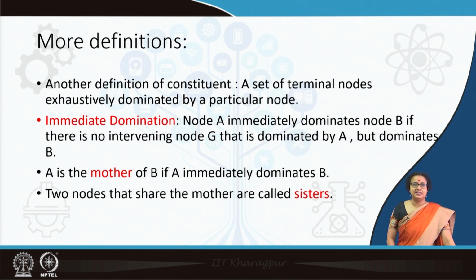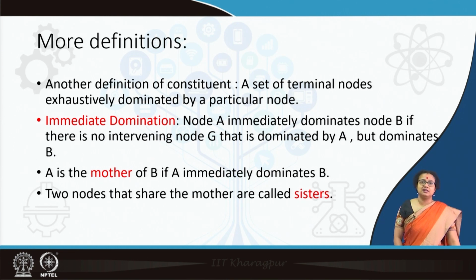We will talk about the idea of immediate domination at this point. Node A immediately dominates node B if there is no intervening node G that is dominated by A, but dominates B. So, there is this idea of intervening node. Please be careful of this idea of intervening node, because this is important for us, and when we are talking about immediate domination, we are basically talking about something where there is nothing coming in between the two nodes. So, it is important for us to know.